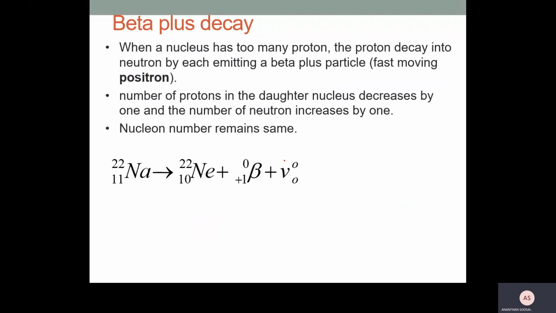When beta plus is released, the type of particle that comes out, you put the 0 at the side, is neutrino. This is called neutrino. If it is beta negative, then it will be antineutrino. We put a bar. Antineutrino. Beta plus, neutrino. Beta negative, antineutrino.